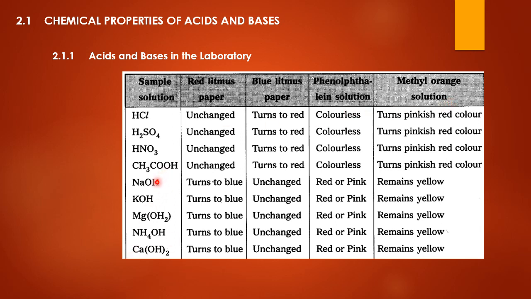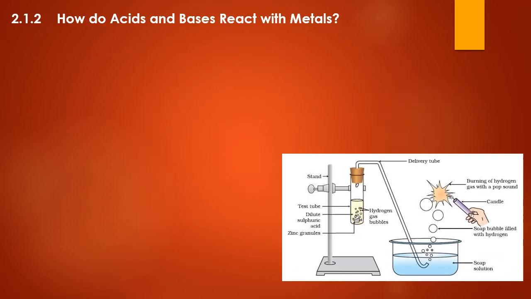In the same manner, if we go to the base, it turns red litmus paper to blue. But it does not show any effect on blue litmus paper. When phenolphthalein is mixed with base, a reddish color can be noticed. And when methyl orange solution is mixed, the color remains yellow. So these were the properties of acid and base reactions with litmus paper, phenolphthalein or methyl orange solutions.